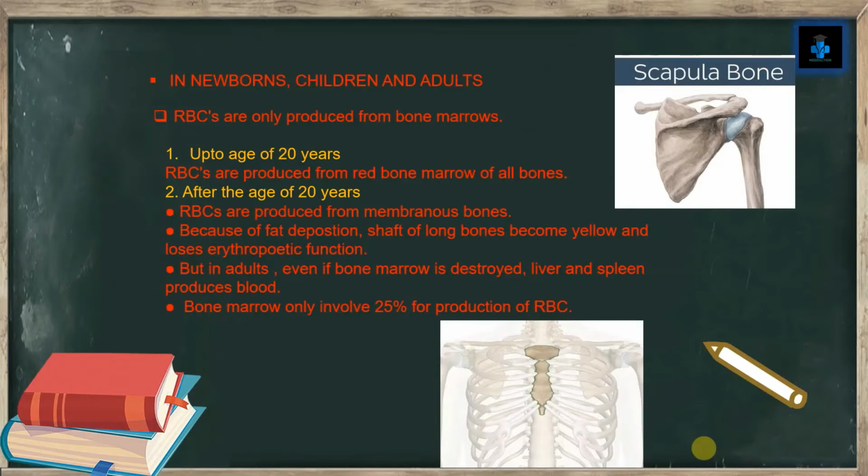Bone marrow only involves 25% of RBC production. The rest 75% is involved in the production of leukocytes, that is WBCs. Still, leukocytes are less in number because of lifespan of leukocytes. Lifespan of erythrocyte is 120 days, whereas that of leukocyte is 1 to 10 days.